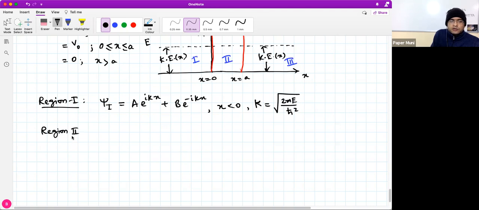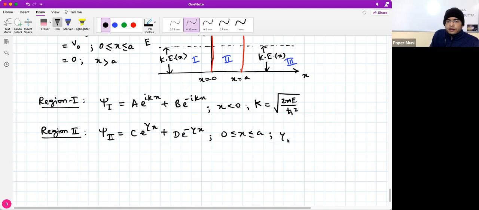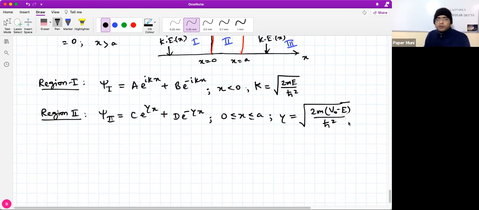Region 2 is psi 2 equal to C e^(γx) plus D e^(-γx). This region is between 0 and a, and γ is equal to root over 2m(V naught minus E) by h cut square. This is the same as the case we had discussed earlier in the step potential, region 2.